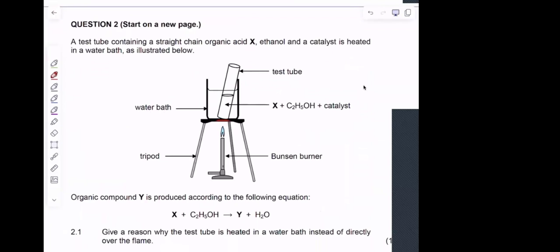We've got a test tube containing a straight chain organic acid X, ethanol, and the catalyst is heated in a water bath. As illustrated below, you've got a test tube, you've got your water bath, you've got your X plus your C2H5OH plus a catalyst. Mbasa's got a hand up.